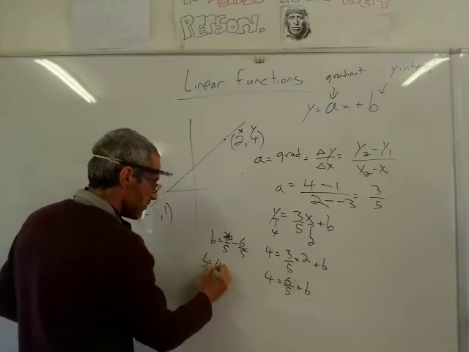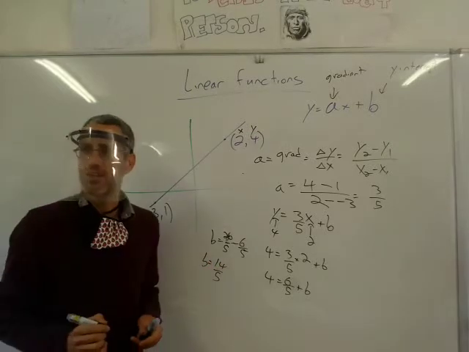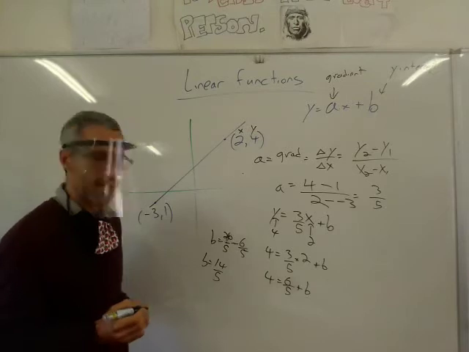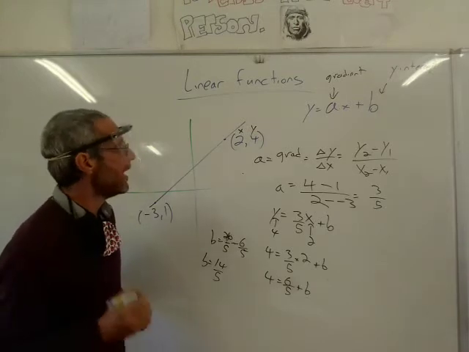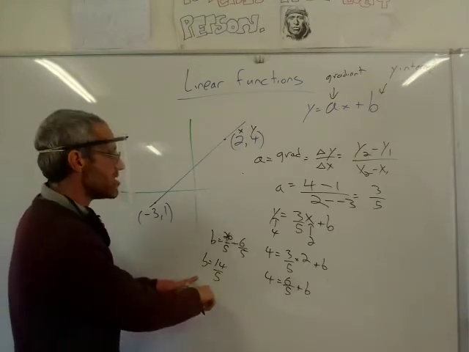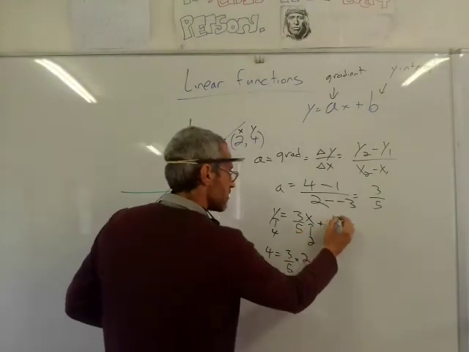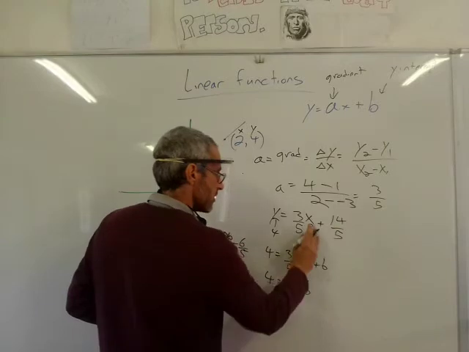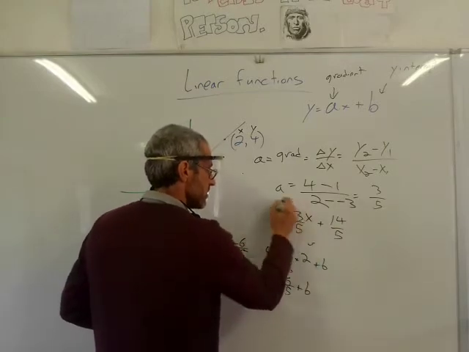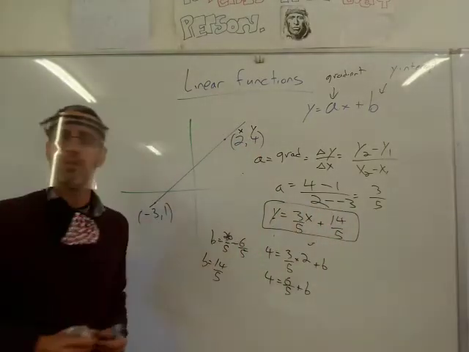B equals 14 over 5. What did you say? 2.8. 2.8. Okay, 14 over 5. I think it's the right one. Okay, and then voila, I know what b is. Where did I write b? The equation. B now I can see is 14 over 5. Okay, so that is my equation.